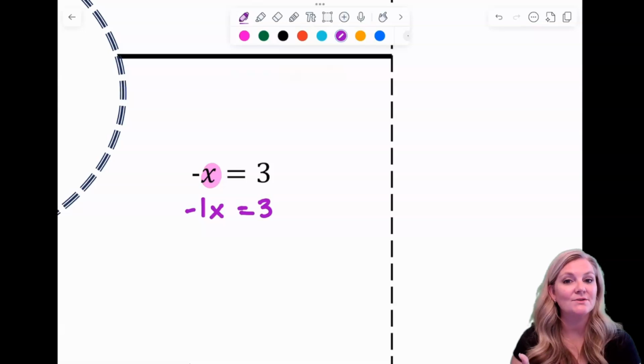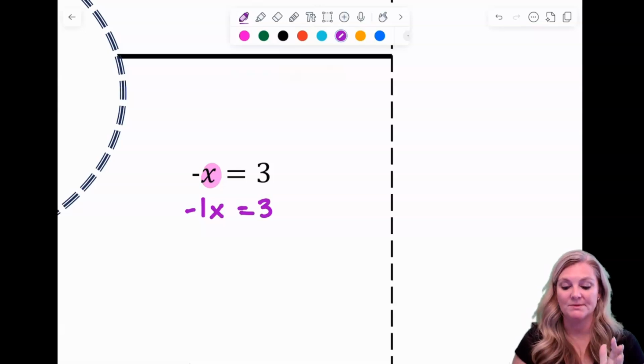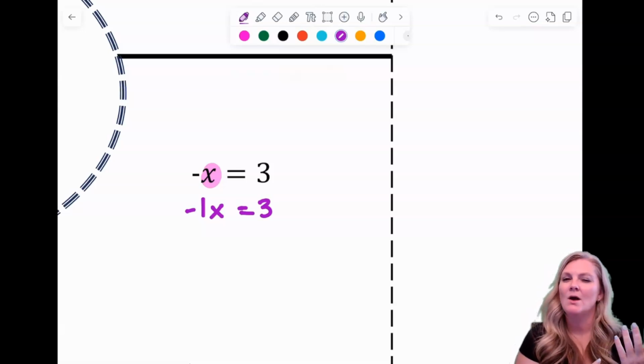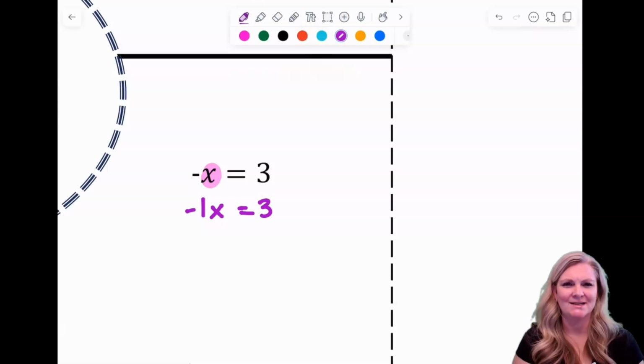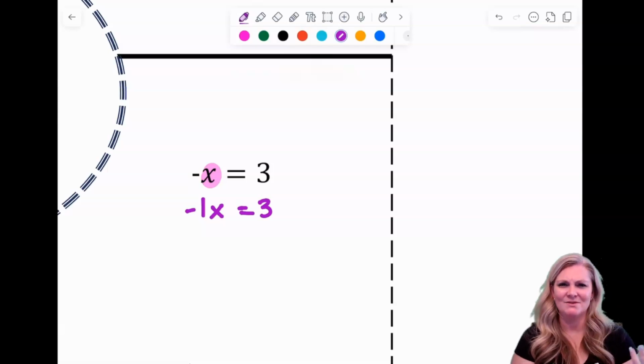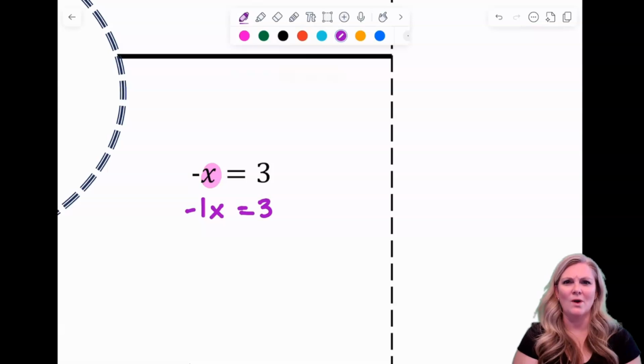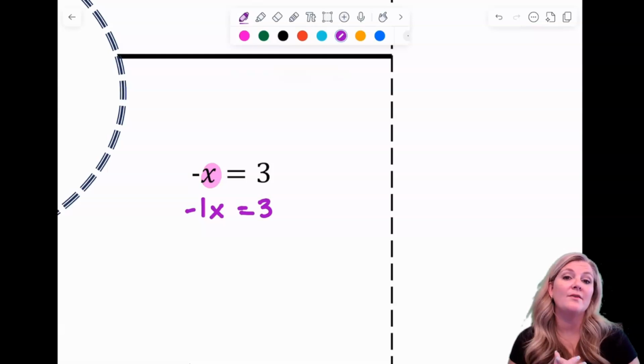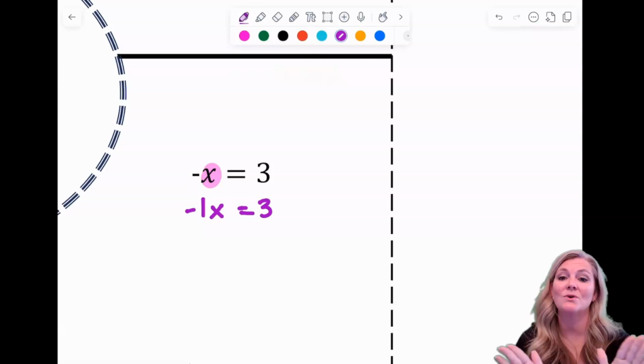So now it's a little easier to say, okay, well now what is being multiplied to the x? Because it's a little bit harder, like, well, I know a negative is being multiplied by x, but how do I undo a negative? Do I add a negative? Well, add what? How do I divide a negative? Well, okay, divide by what? So if you put a 1 there, then you get a number that you can also divide by, and it just makes life so much easier.